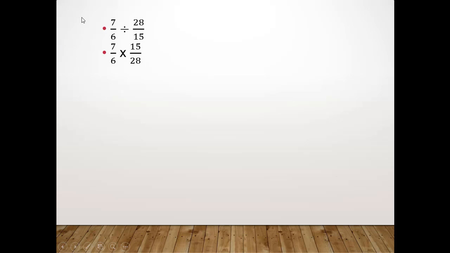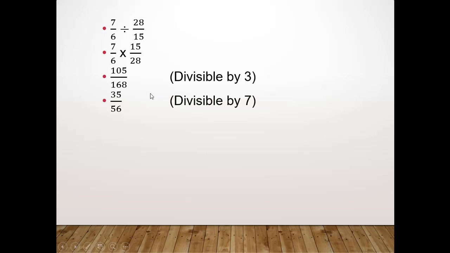And finally I can cancel 7 and 28 by the table of 7, and 6 and 15 by the table of 3. And the other way to solve the question is I just multiply 7 by 15, which is equal to 105, and 6 times 28, which is equal to 168, and then further I divide both the values by the table of 3, and then I got the answer 35 divided by 56.